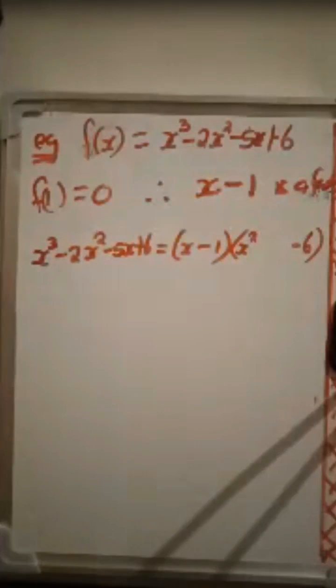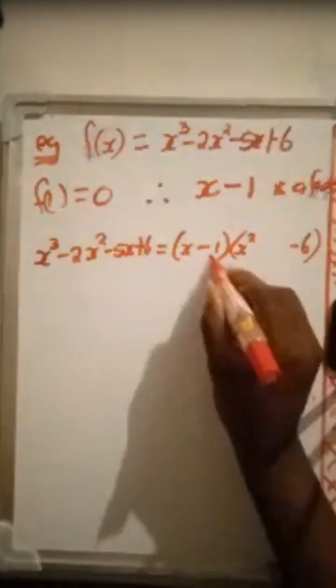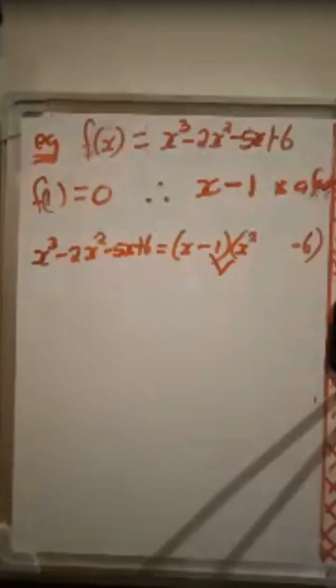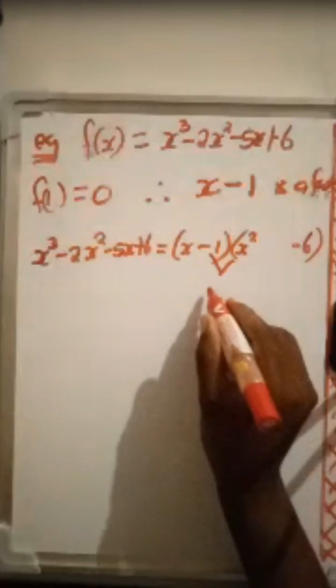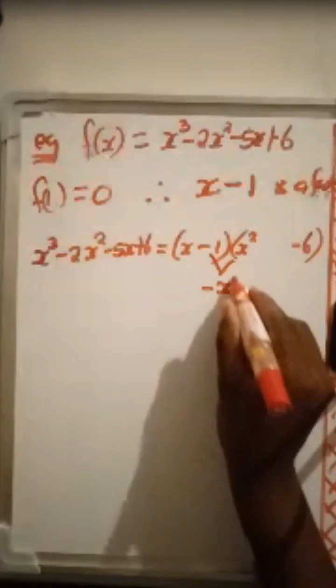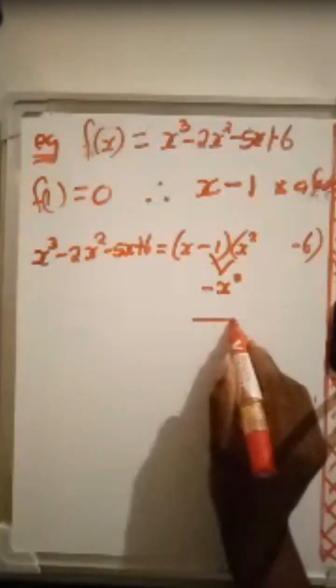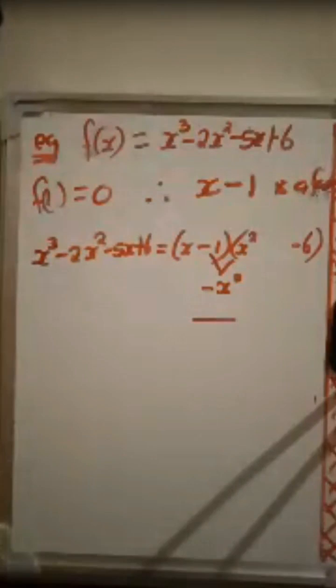So we want the second term. How do we get the second term? That's the thing. How do we get the second term? In order to get a second term, this is simple. Multiply this one by that one. You multiply the 2. Then if you multiply negative 1 times x squared, you're going to get negative x squared. Then leave a space and put a bar like that one.